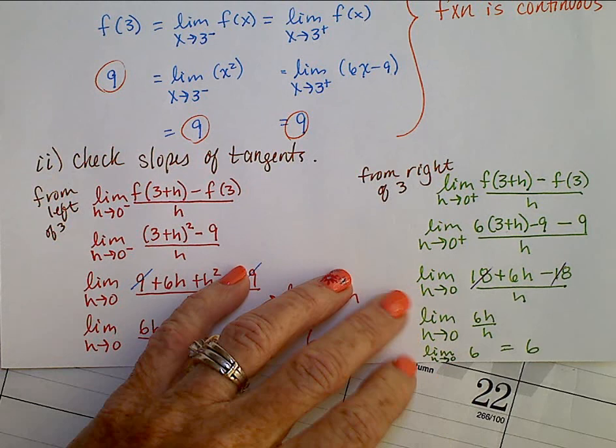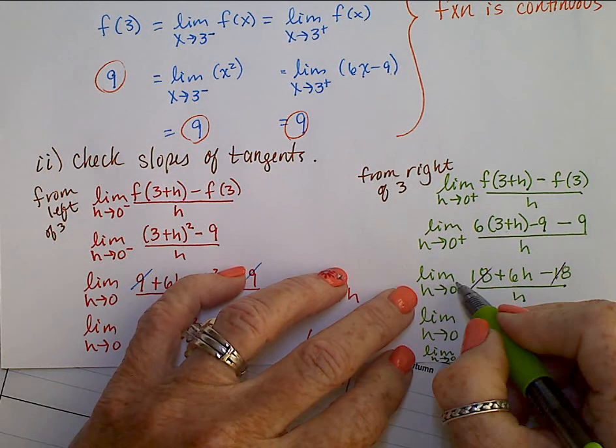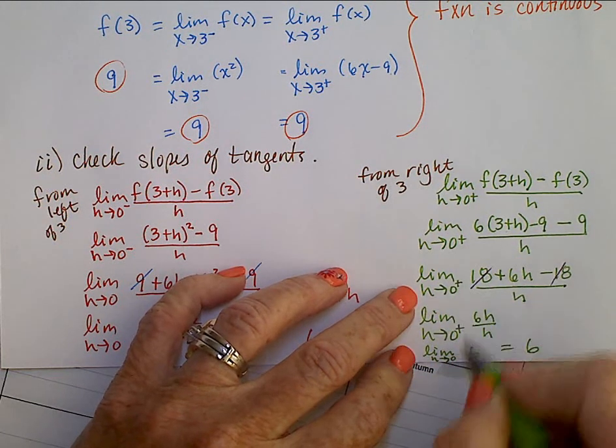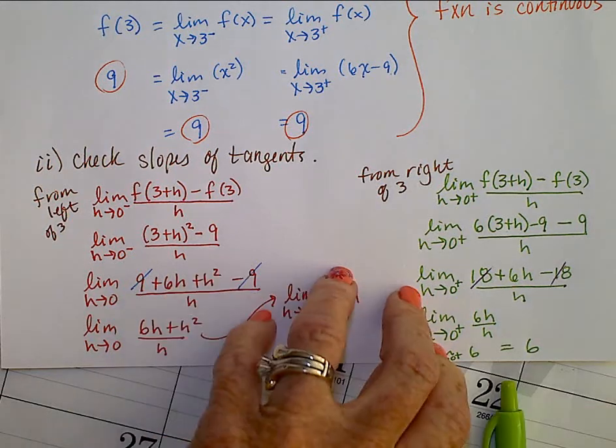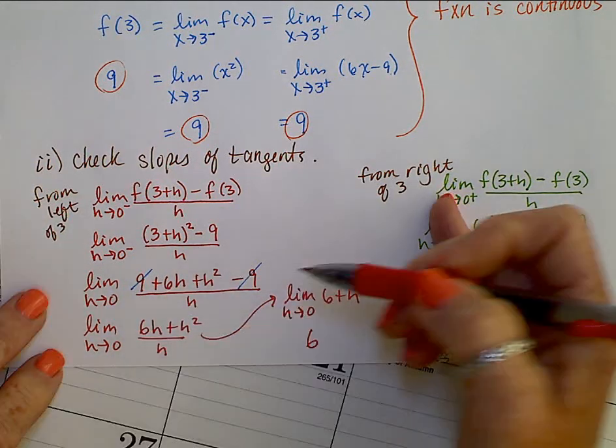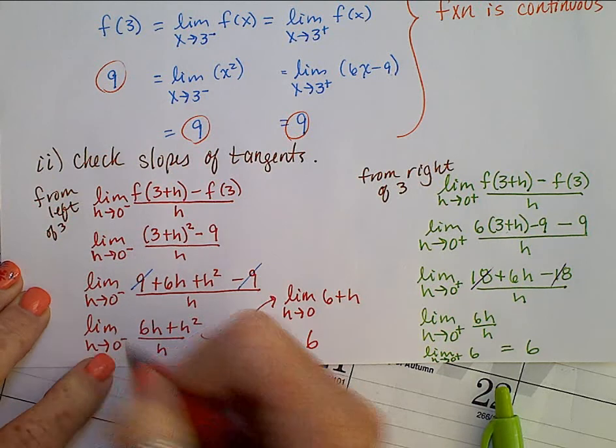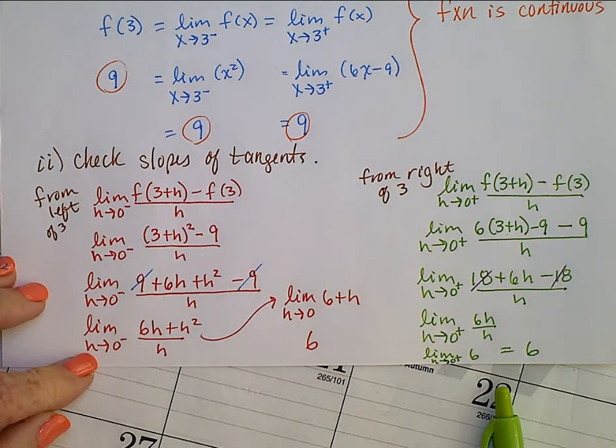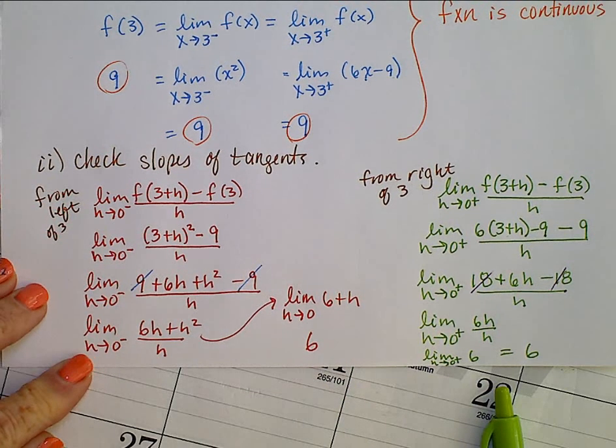Oh, look, I forgot my from the right, so I'll replace 0 with 0 from the right, and on the other side too, 0 from the left. Didn't affect the problem, it just affected the notation.